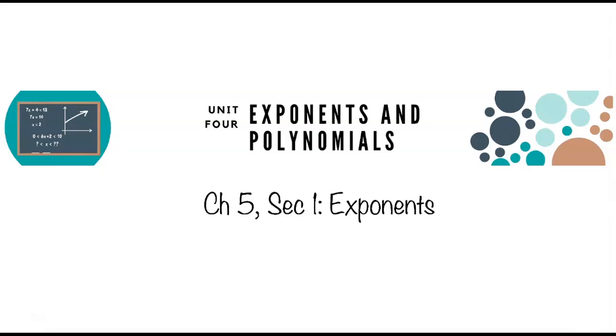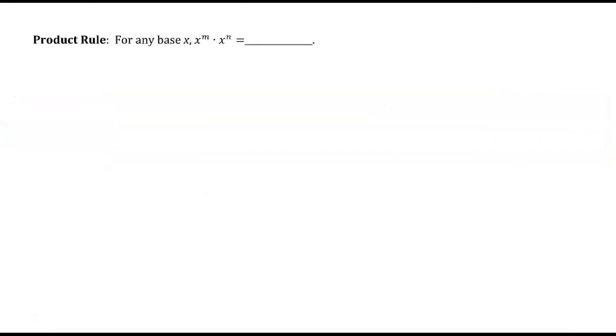Welcome to Unit 4. In this lecture video, we'll be going over a handful of properties of exponents. We'll start with the product rule. The product rule states that for any base x, if we have x raised to the m exponent times x raised to the n exponent, this is the same thing as x raised to the m plus n. In other words, when you have the product of two terms with the same base, you can add the exponents.